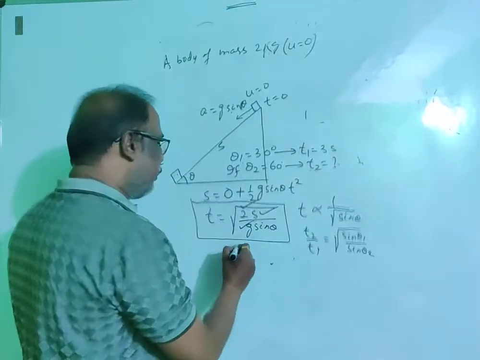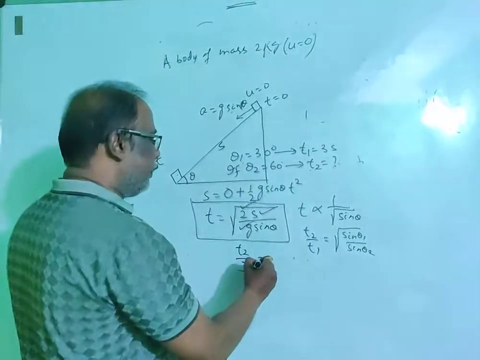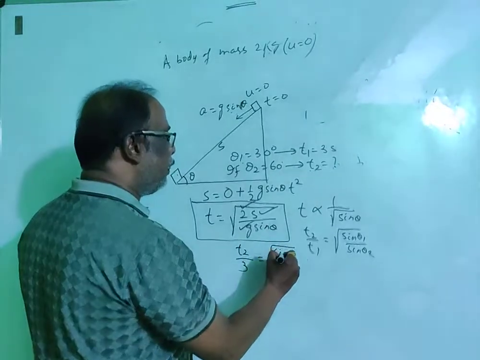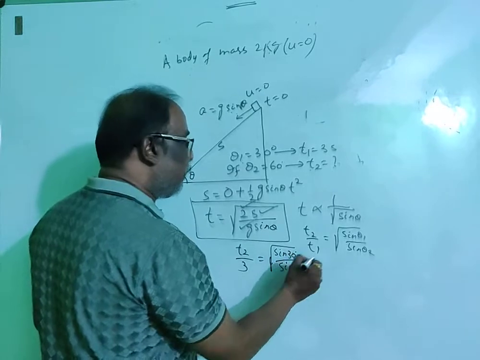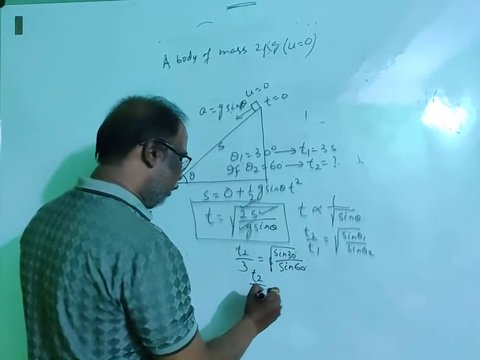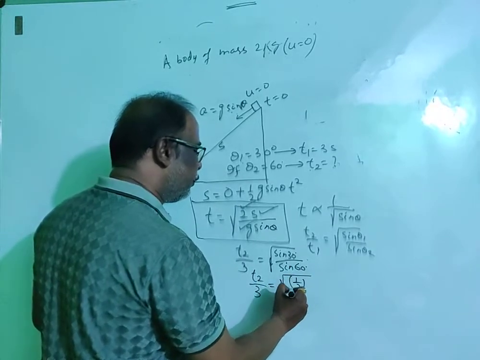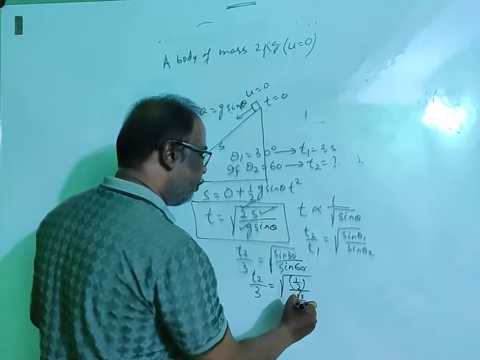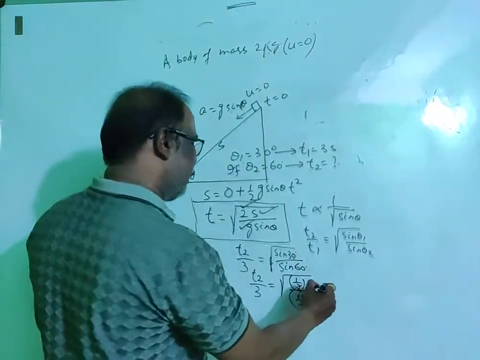Then T2 by T1, where T1 is given as 3 seconds: root of sin theta 1, which is 30 degrees, divided by sin theta 2, which is 60 degrees. Then T2 by 3 is equal to the square root of sin 30, which is 1 by 2, divided by sin 60, which is root 3 by 2. The 2s get cancelled. Okay, then it will come.